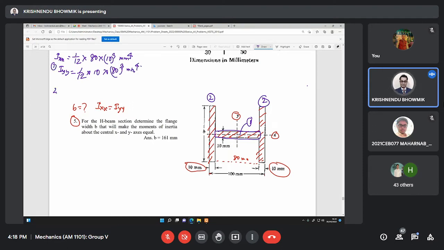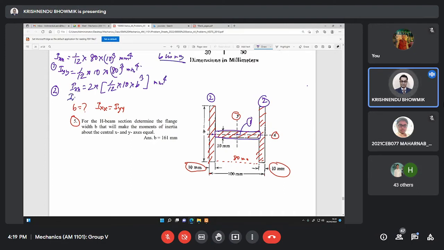For 2, Ixx equal to 2 times, base, 1 by 12 multiplied. See, I am doing with respect to this. With respect to this. So 1 by 12 here, Ixx is 1 by 12 base 10 multiplied by b cube millimeter power 4. So b in millimeter we have assumed.